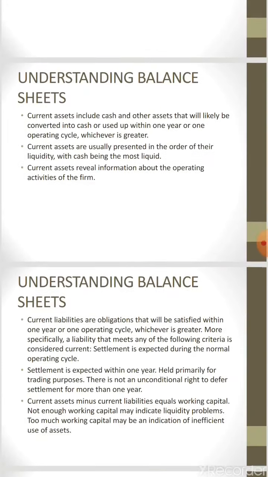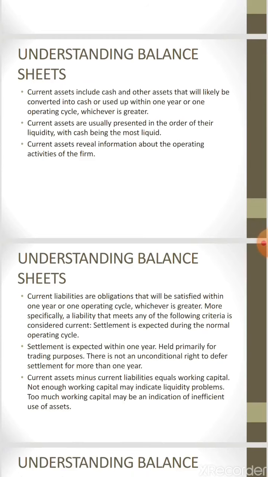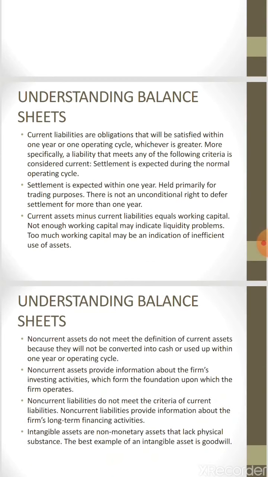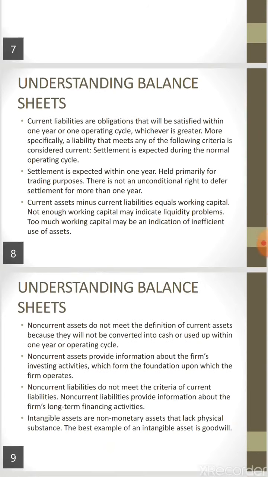And then we also have liabilities. We say liabilities are what? Our obligations. They are also divided into 2 categories. We've got non-current liabilities and we've got our current liabilities. Our current liabilities are obligations that will be satisfied within 1 year or 1 operating cycle. These include things like our trade payables, bank overdrafts, and so on. And then our non-current liabilities include things like long-term loans. These are things that cannot be met in 1 year or 1 operating cycle.